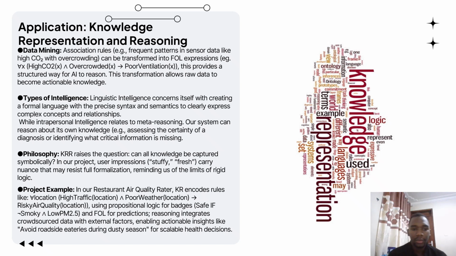Project example: in our restaurant air data, knowledge representation encodes rules like: for all locations, if the location has high traffic and poor weather, then it implies risky air quality. Using propositional logic for badges: it is safe if it's not smoky and it has low particles smaller than 2.5 micrometers. And first-order logic for predictions. Reasoning integrates crowdsourced data with external factors, enabling actionable insights like avoiding roadside eateries during dusty season for scalable health decisions.